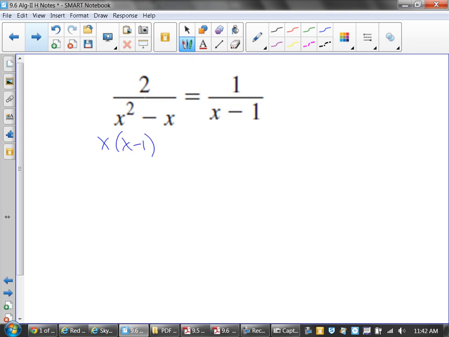So if I factor out just the x, the fraction on the left has an x times the x minus 1. The fraction on the right is just an x minus 1. What's going to be the common denominator? X minus 1 and the x. Good. So it has to be multiplied out by x and an x minus 1.